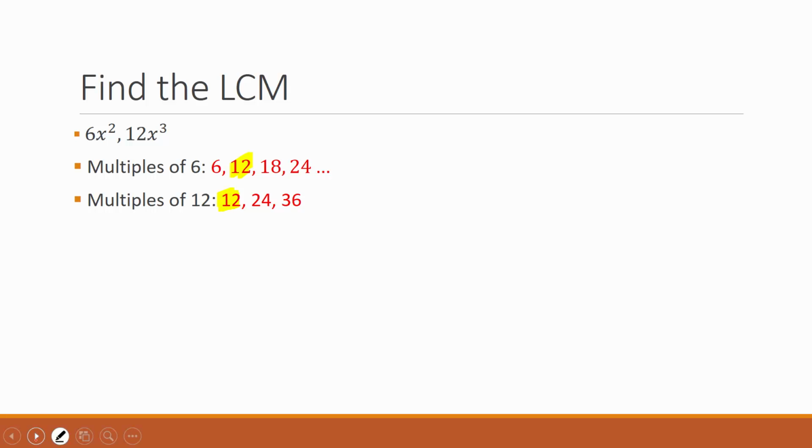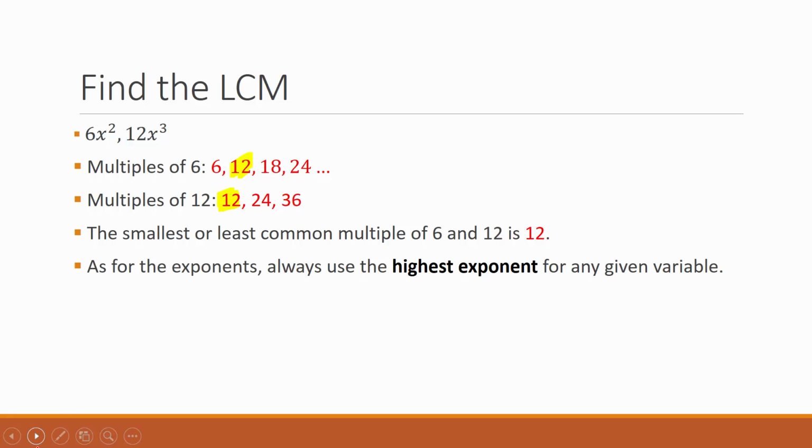Now what about those variables? As for the variables and exponents, we always use the highest exponent for any given variable in the expressions. Therefore, with the x squared and the x to the third, the least common multiple for the x's there will be x to the third. So my answer, 12x to the third, will be the least common multiple for those two expressions, those two monomials.